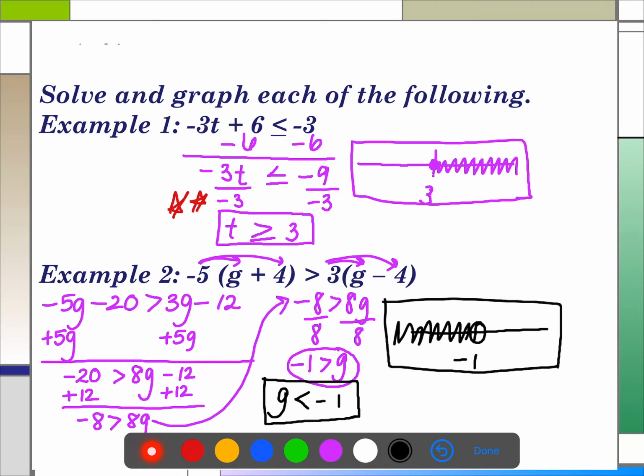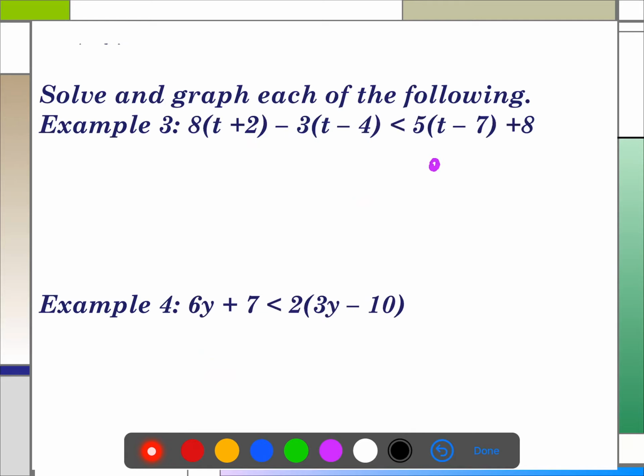So again, these two are just regular inequalities, and the only extra rule that we have to remember is when you multiply or divide by a negative to the other side of the equation. I have 2 more regular problems here. There's a lot of distributing here in this first problem, so let's get right to it.